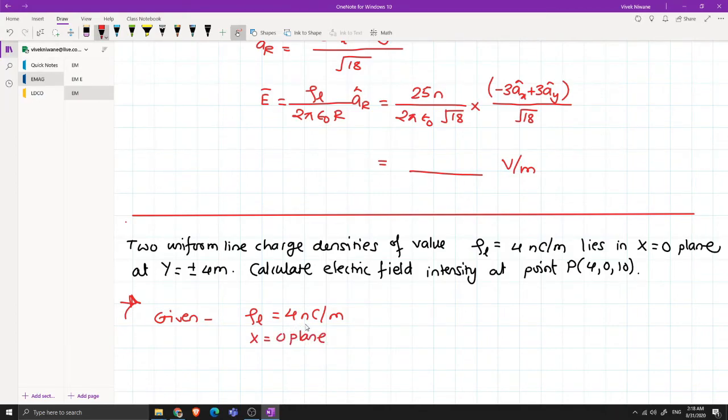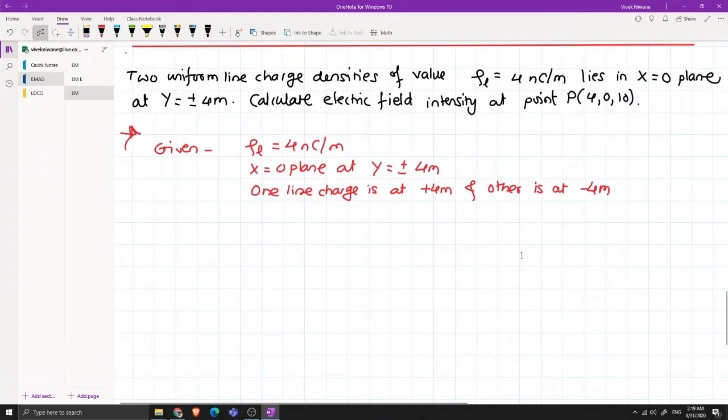Okay, at y is equal to plus or minus 4 meter. Meaning one line charge is at plus 4 meter and another line charge is at minus 4 meter. Okay, one line charge is at plus 4 meter and the other is at minus 4 meter.